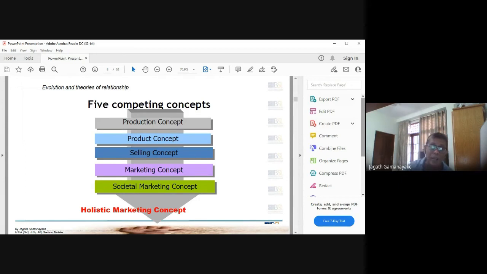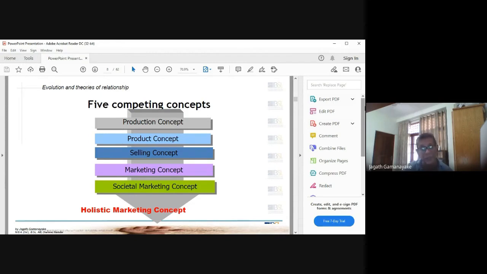But then from the marketing concept we moved on to the societal marketing concept. So satisfying the customer is not enough, you also need to look after the environment as well. While you are satisfying, you need to satisfy your society, your customer, as well as yourself. So that is the societal marketing concept.